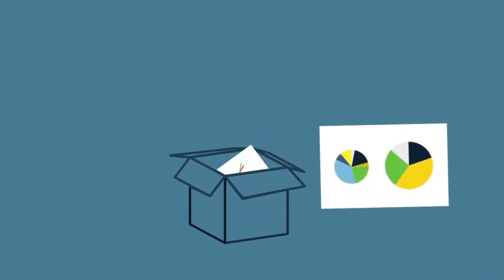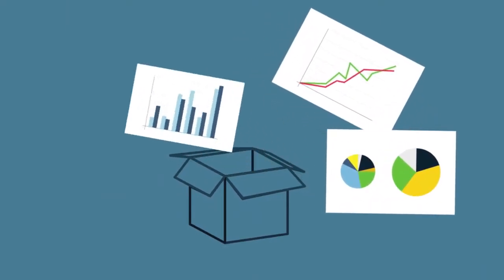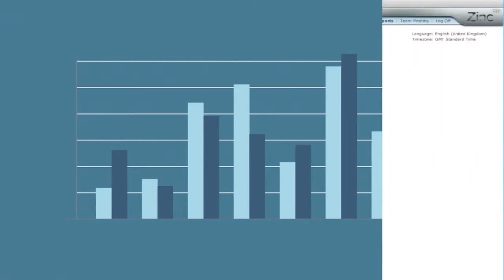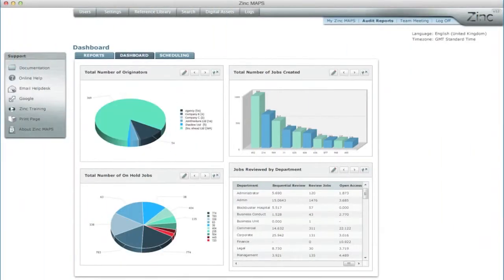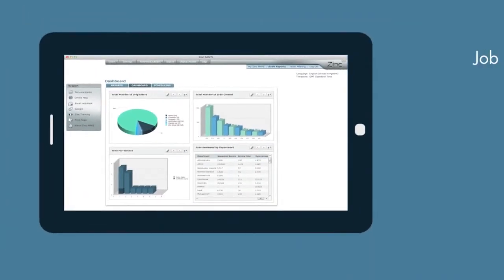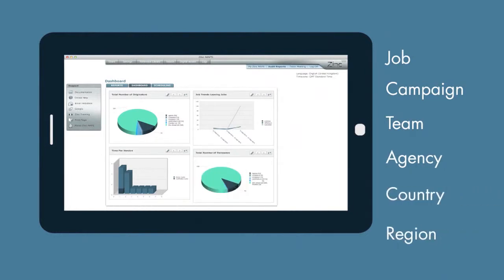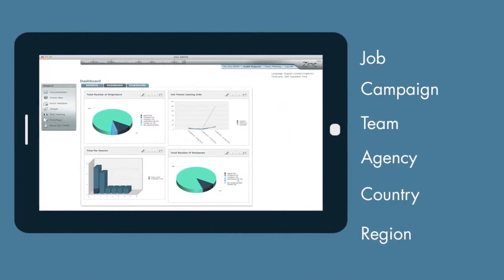Zinc's powerful reporting and dashboarding functionality not only delivers a full set of compliance reports right out of the box, but also provides invaluable performance and benchmarking data. All of this data is available to Zinc's dynamic and configurable dashboards, where you can view detailed reports and statistics by job, campaign, team, agency, country, and region, right across the globe and down to an individual level.